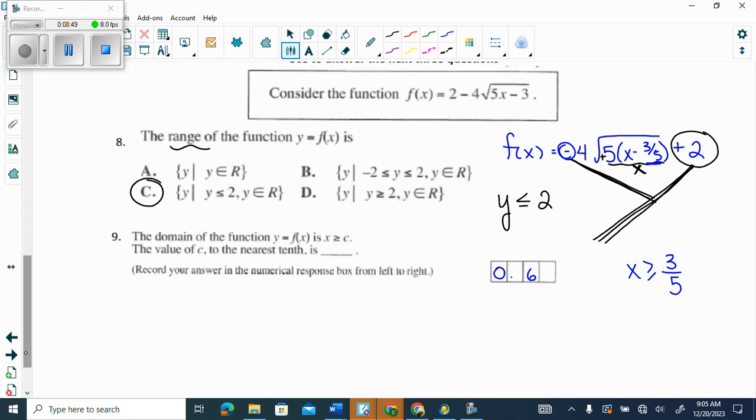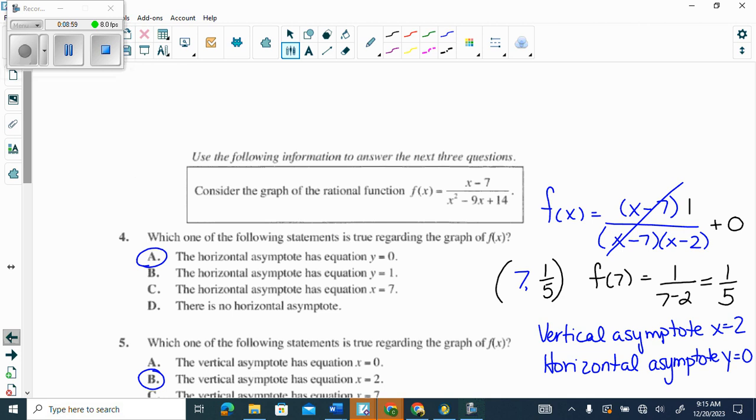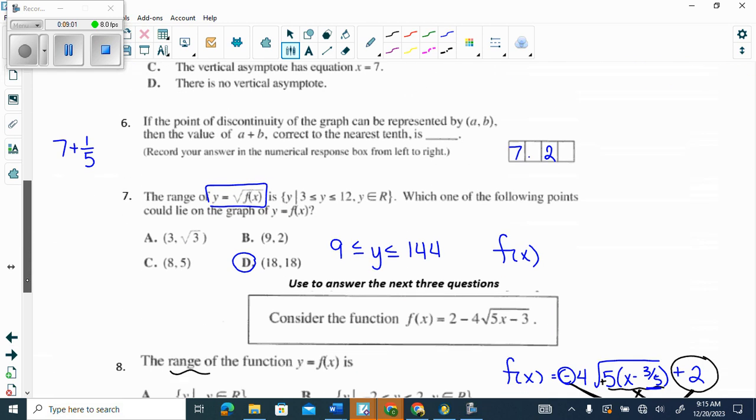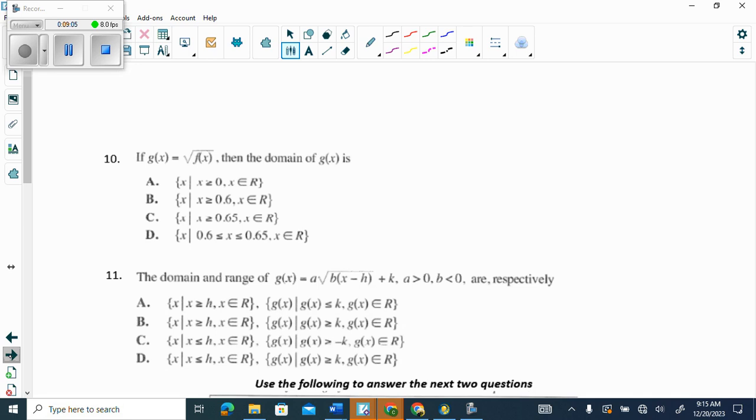Okay, I'm giving you 5 minutes again. Next 2 pages. Number 10 is based off of this question because it says use this for next 3 questions. This one wants g of x is root x. What's the domain? So if I go back to this graph here and I say g of x equals root x, which would it be? A, B, C, or D?